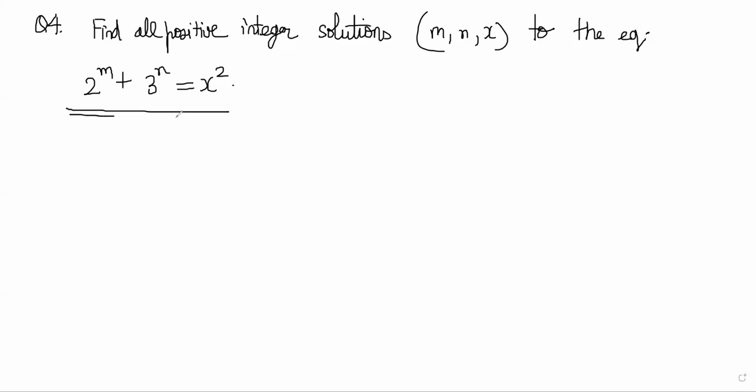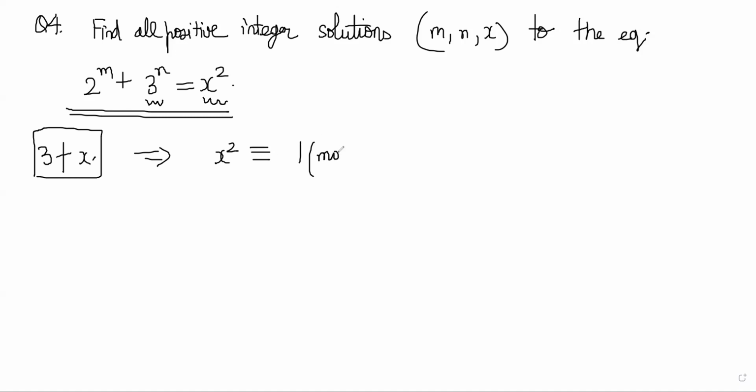By looking at the equation itself, you can realize that 3 does not divide x. Why? If 3 divides x, think about it. This is 0 mod 3, this is 0 mod 3, but this is not 0 mod 3, right? You will get a contradiction because this will be either 2 or 1 mod 3 plus 0 mod 3 should not be equal to 0 mod 3. So it is obvious by looking at the question itself that 3 doesn't divide x. So that implies that x square has to be 1 mod 3.